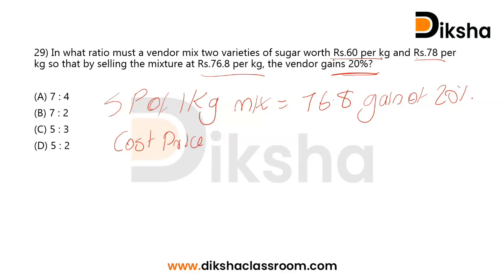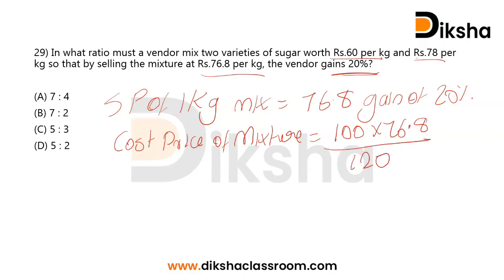So now we want to find the cost price of mixture. To find the cost price of mixture, we'll write it as 100 into 76.8 by 120. Okay, so what is 120? 120 is a profit. Okay, we have a 20% profit.